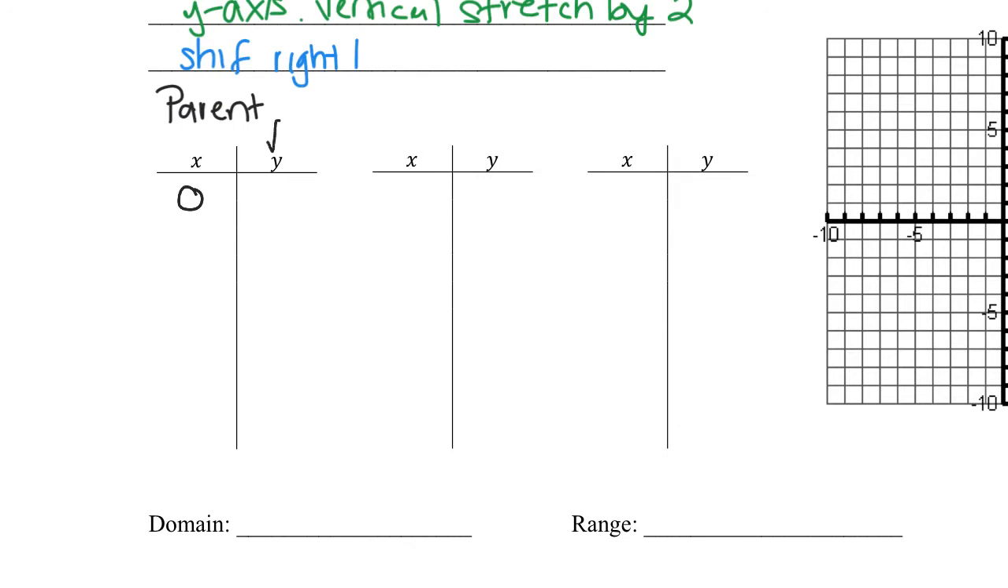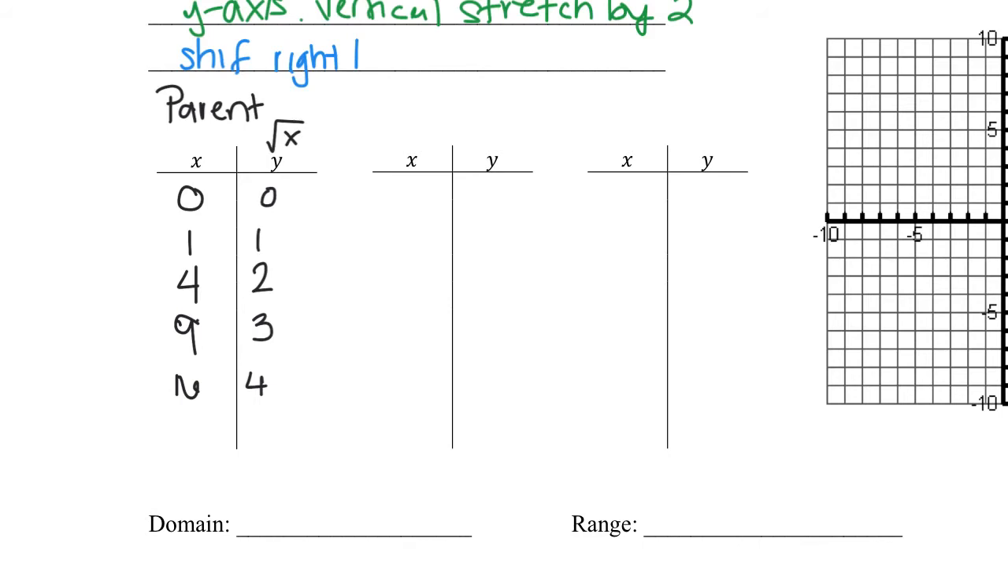So the square root of 0 is a 0. The square root of 1 is a 1. 2 is not a perfect square, so I'm going to skip x equals 2. I'm also going to skip x equals 3 because 3 is not a perfect square. The next perfect square is a 4. So square root of 4 equals 2. 9, square root of 9 is a 3. Next one is 16. Square root of 16 is a 4. So I'm going to stop at 16 because my graph only goes to 10 on both sides. So 16 is going to be outside my graph. So this is a good table for my parent function.